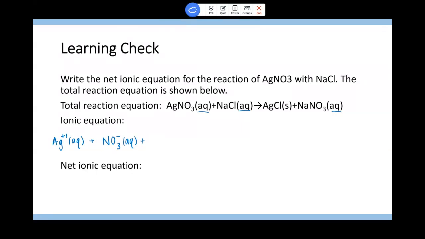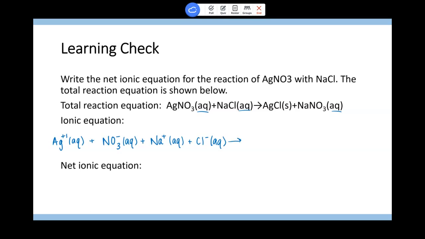And then we have sodium chloride. Sodium, first column of the periodic table, +1 charge. And chloride, -1. And remember, we always keep polyatomic ions together, so that's why we have NO3- as its own ion. So these are all of the reagents.